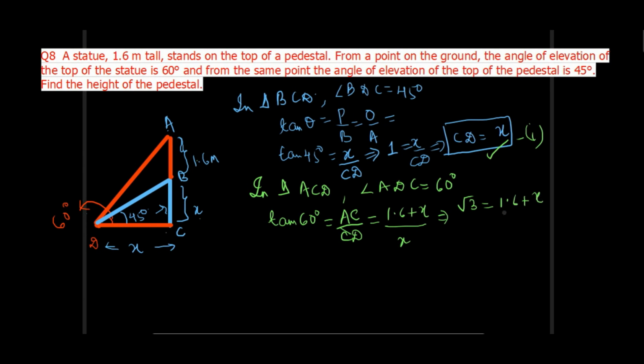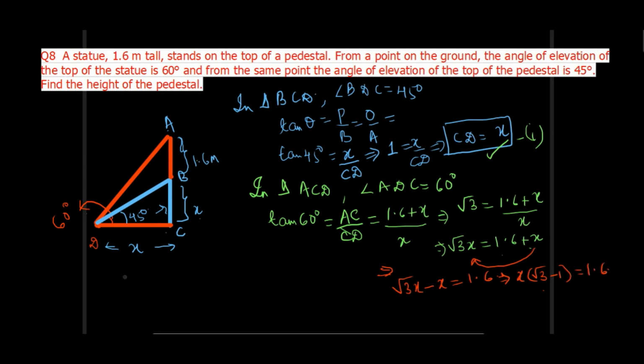So root 3 equals 1.6 plus X upon X. So I can write root 3 X is equal to 1.6 plus X. Simply we'll solve the equation, so find X from this equation. I'll bring this X to this side. So I'll write root 3 X minus X is equal to 1.6. On the left hand side I can take X common, so X times (root 3 minus 1) is equal to 1.6. Or I can find X is equal to 1.6 upon root 3 minus 1.